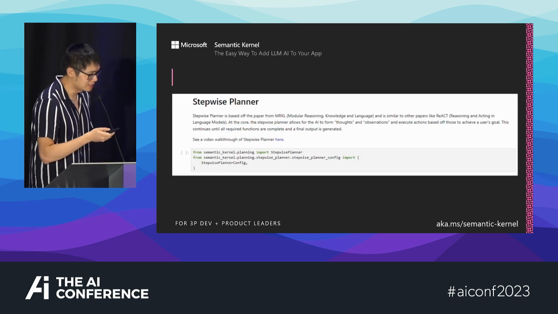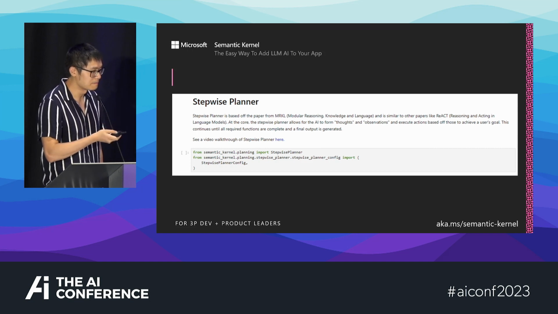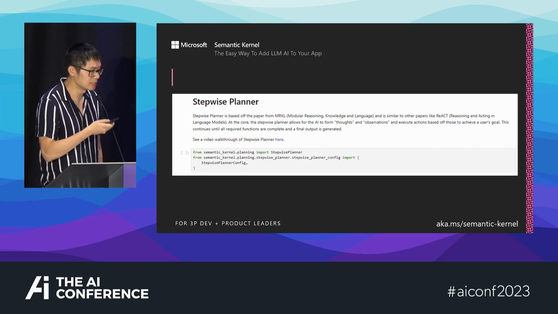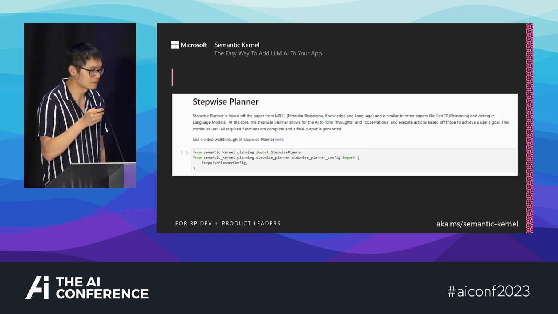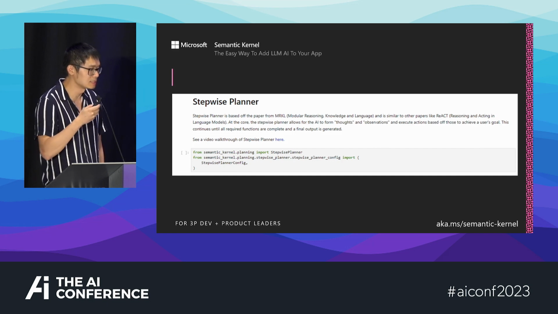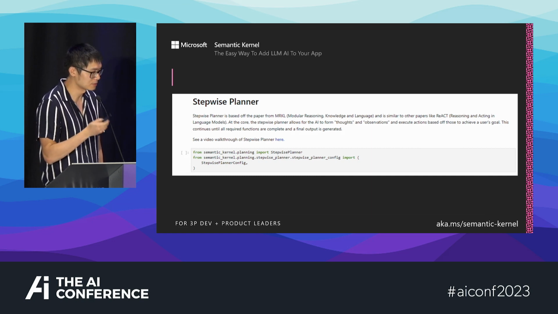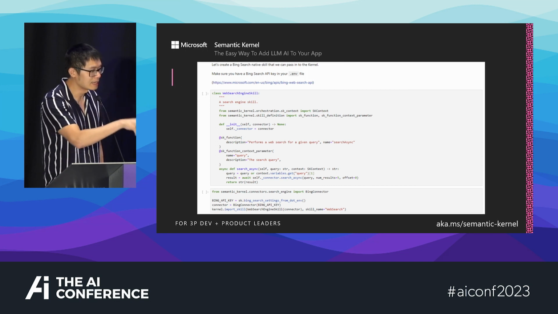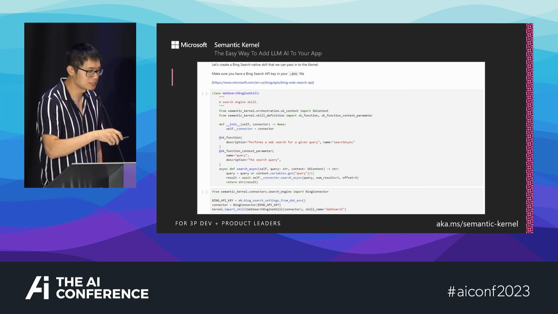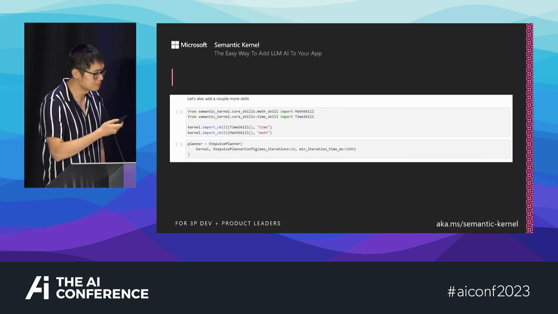Okay, so let's spend a little bit more time on this one. The stepwise planner is based off MRKL, modular reasoning, knowledge, and language, or ReAct, reasoning and acting in language models, where the AI is able to form thoughts, observations, and take steps, and even fail to ultimately achieve the user's goal. I won't go line by line, but I added a quick web search skill, allowing it to search Bing, and a few more skills like time and math.